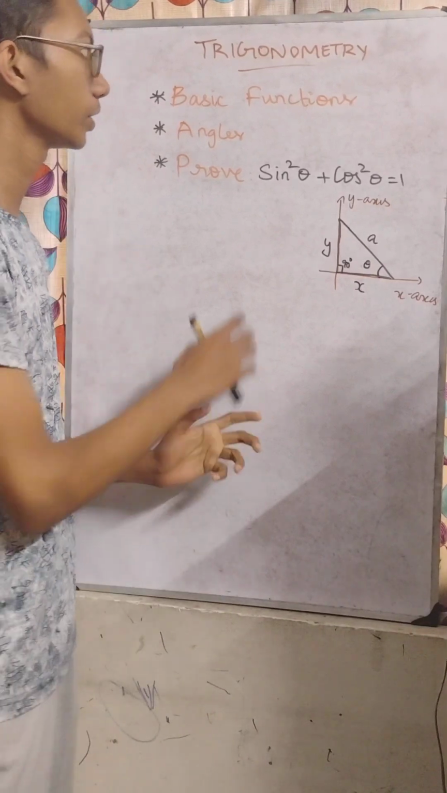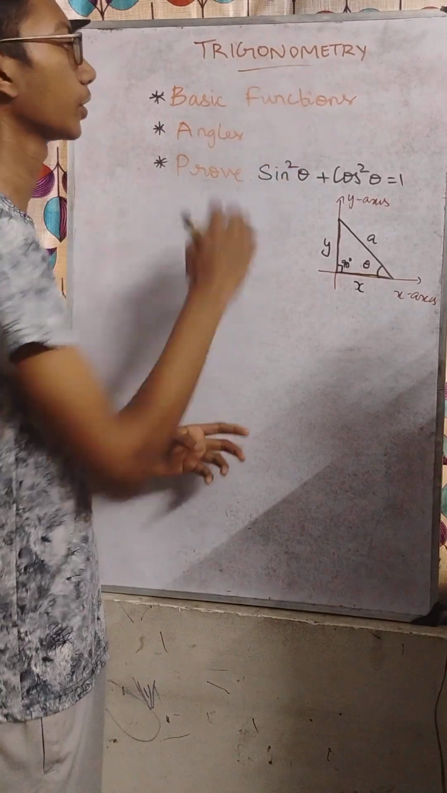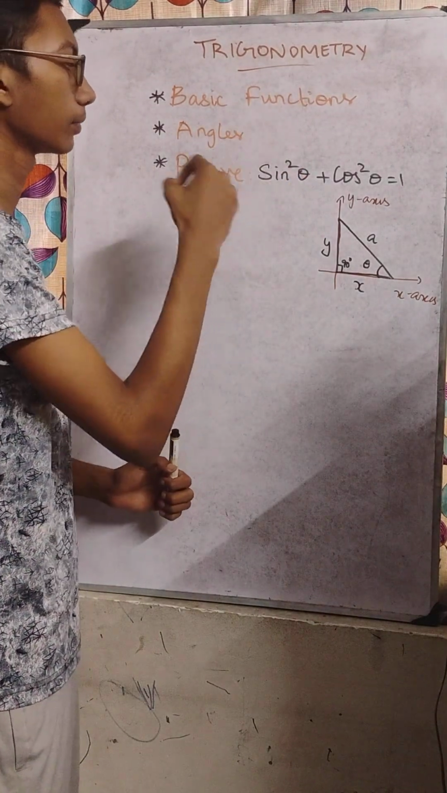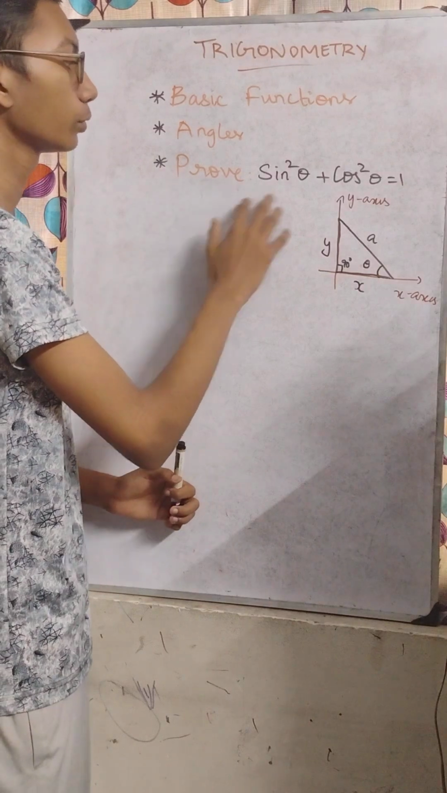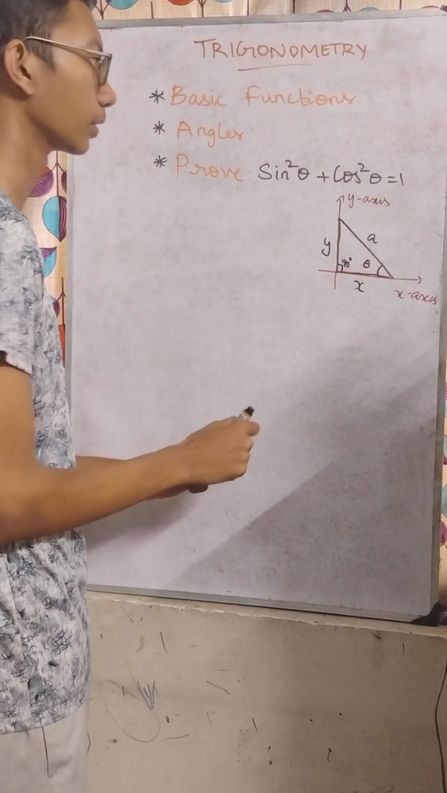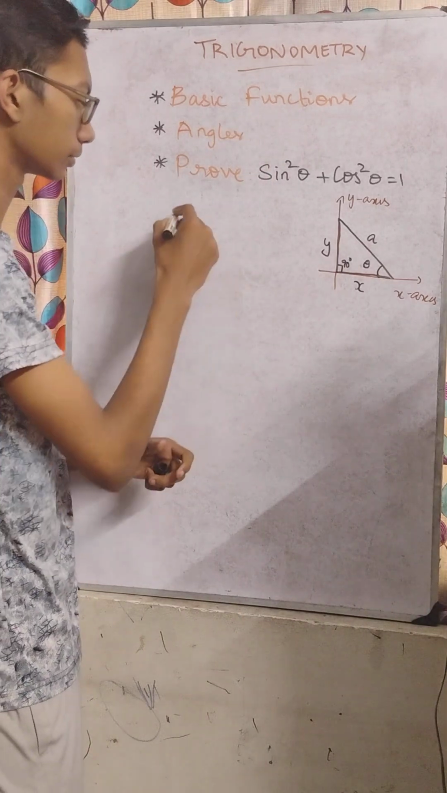In this video, we will see some basics about trigonometry. First we will see the basic functions, then some angles, then we will prove the famous identity sin square theta plus cos square theta equals 1. So first, the basic functions.